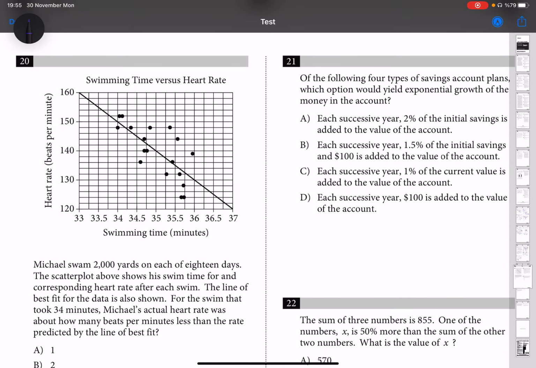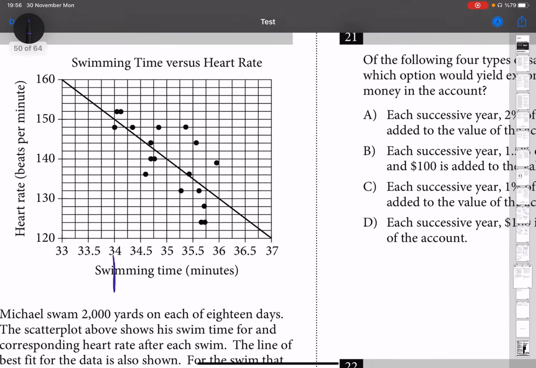Michael swam 2,000 yards on each of 18 days. The scatter plot above shows his swim time and corresponding heart rate after each swim. The line of best fit for the data is also shown. For the swim that took 34 minutes, which is right here, Michael's actual heart rate was about how many beats per minute less than the rate predicted by the line of best fit. Let's analyze it.